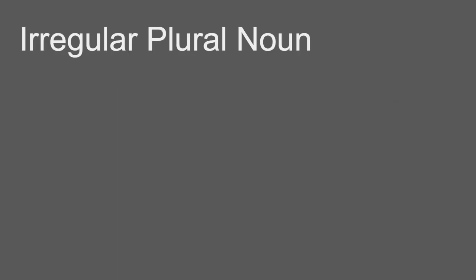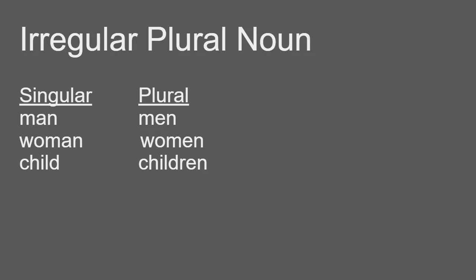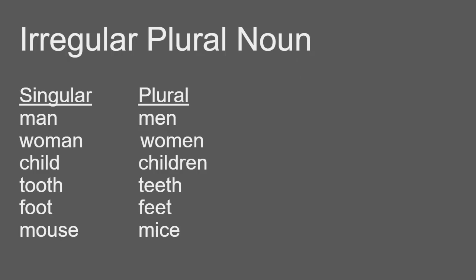Some irregular plural nouns have no rules. Man, plural form is men; woman, women; child, children; tooth, teeth; foot, feet; mouse, mice; person, people. You can search this as irregular plural noun examples and you will get more examples. That's all for today. Thank you.